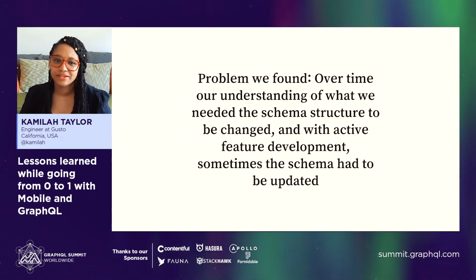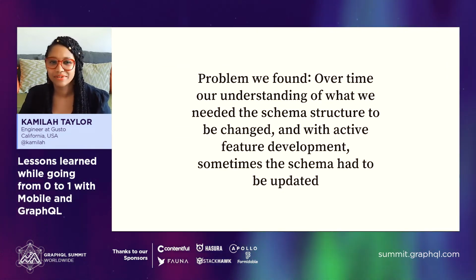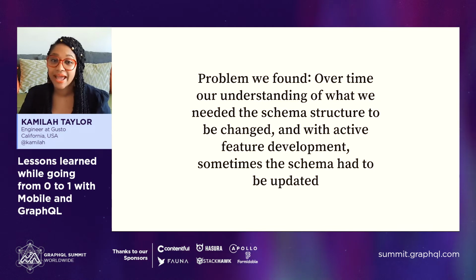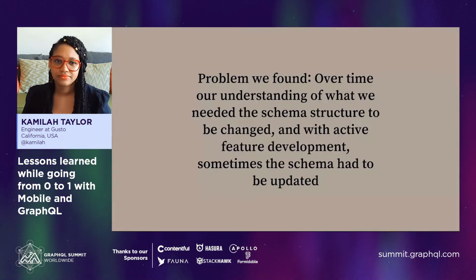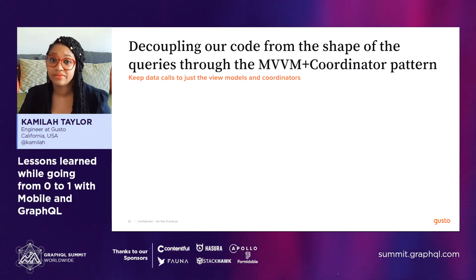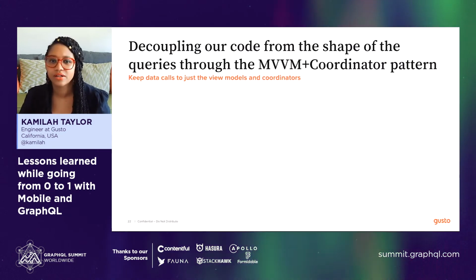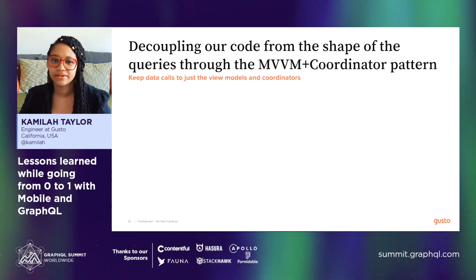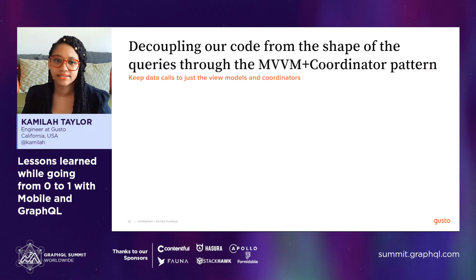The problem we started facing is that over time, our understanding of what we wanted the schema structure to be changed. And with active feature development, sometimes the schema had to be updated. We knew that we wanted to use MVVM and the coordinator pattern. And once we started using these patterns, we realized that we could further localize knowledge and access to the data layer. Let's look at what this looks like in practice.